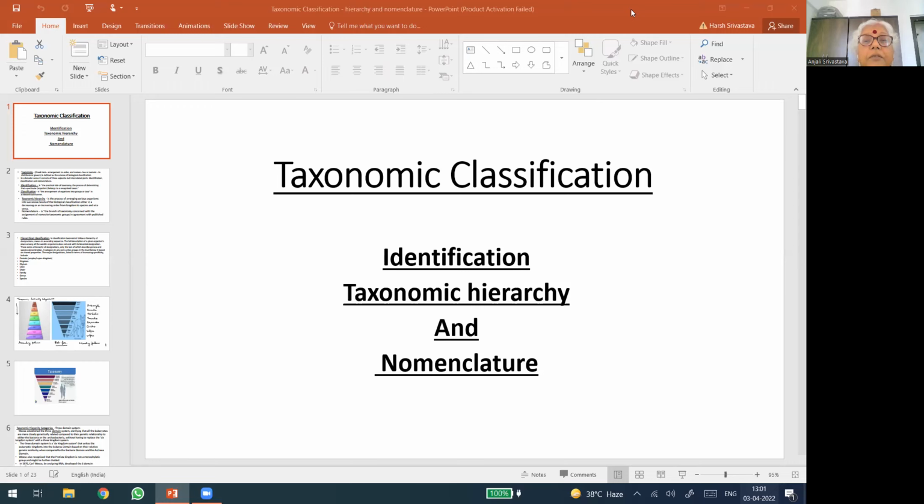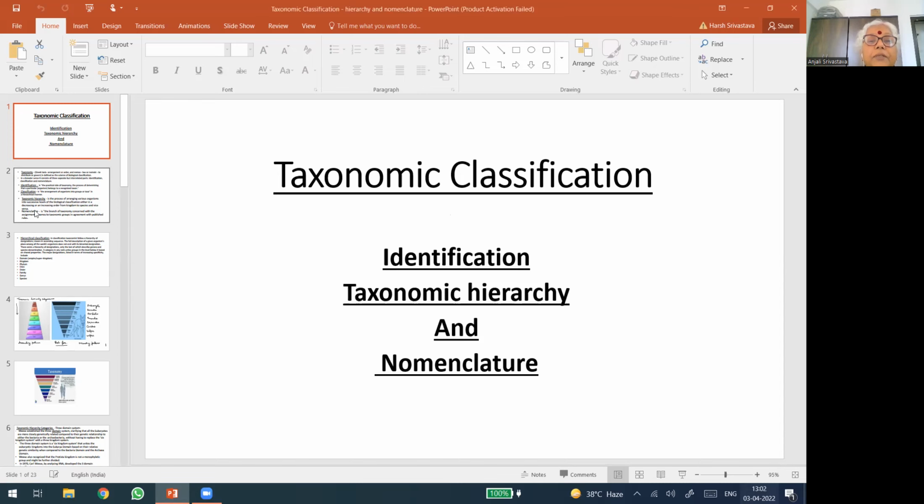Today's topic is the extended part of systematics and classification, which we have seen in our last two classes. In the last class of biological classification, we have seen the types of taxonomy, the old concept of taxonomy, and the modern concept of taxonomy. Today we are going to see the broader processing of classification that includes the identification of the organism, the taxonomic hierarchy, and the nomenclature. These three parts together include the taxonomic classification processing.